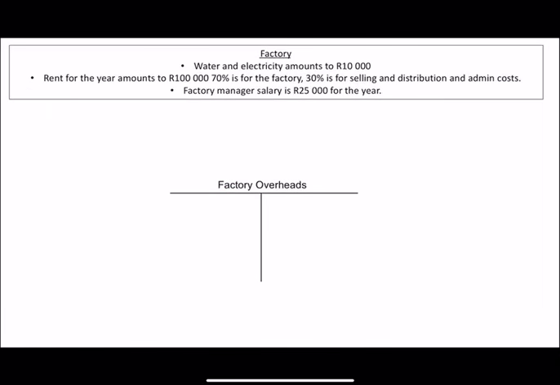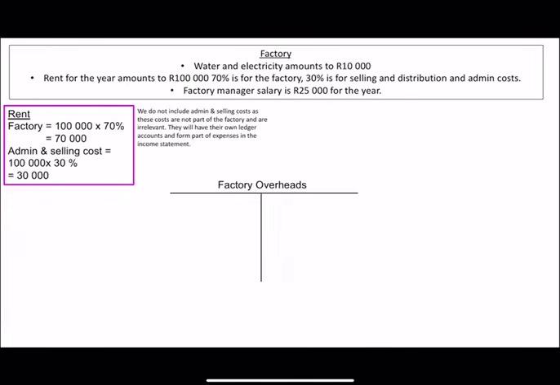Moving on to our factory. Now, our factory overheads are any costs that are incurred in the factory. Okay? Any cost to run and operate the factory. So in this example, we've only got 3. We have water and electricity, rent, and factory manager's salary. So let's start off with rent.